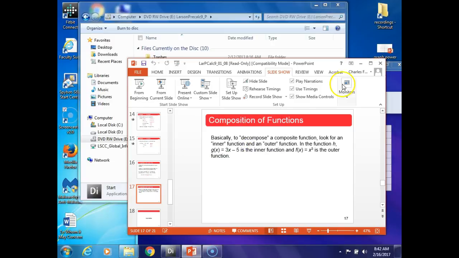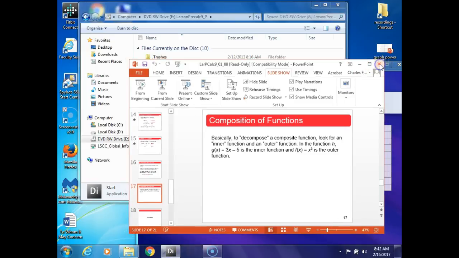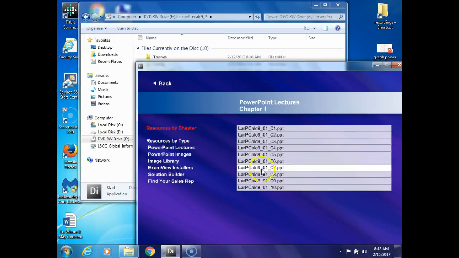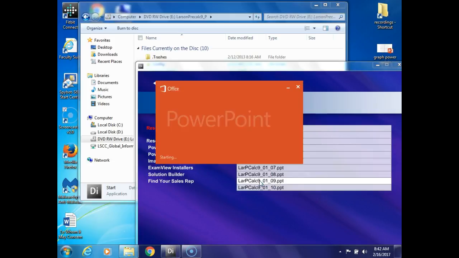Okay, let's move on to 1.9, which is right here. Just a few minutes to go through all this rigmarole again.